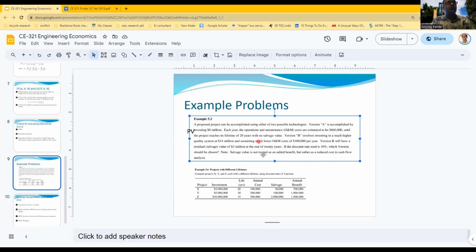Again, these two have the same life cycle. Alternative A has a life cycle of 20 years, and alternative B has a life cycle of 20 years as well. If the discount rate is 10%, which version should be chosen? Because the projects have the same life cycle, I could convert everything into present value.